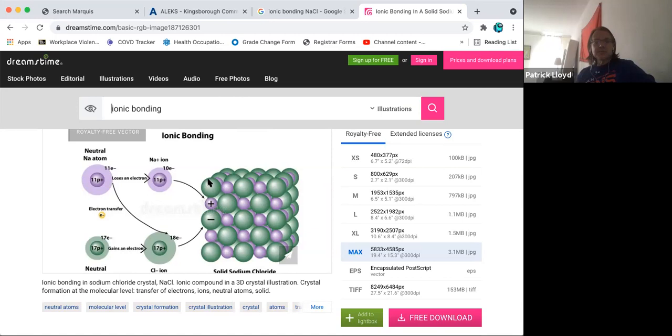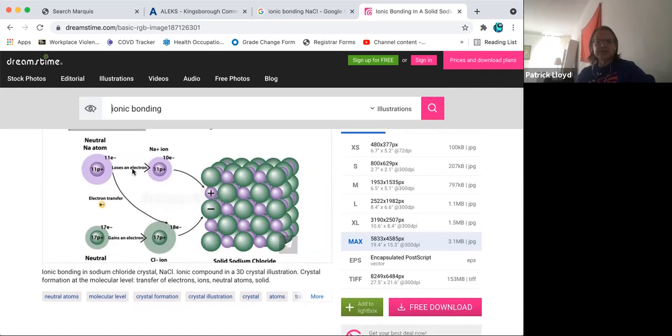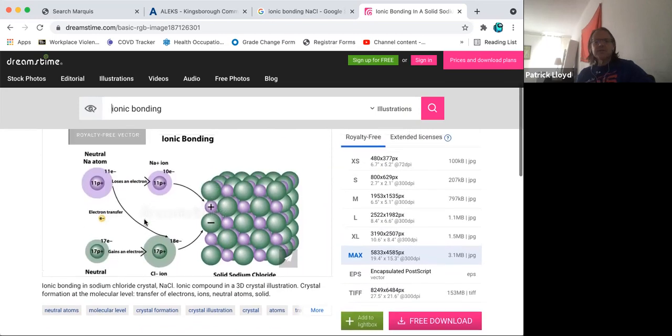Then at the bottom is a neutral chlorine atom, Cl. You can't really see it here because they've cut it off. So this green one down here is chlorine. Chlorine has 17 protons, 17 electrons. It gains an electron, so maybe it gains the electron from the sodium. And now you have 17 protons and 18 electrons, so it has more electrons than protons, so it's negatively charged, so now it's a chloride ion, right? So you have a sodium cation and a chloride anion.